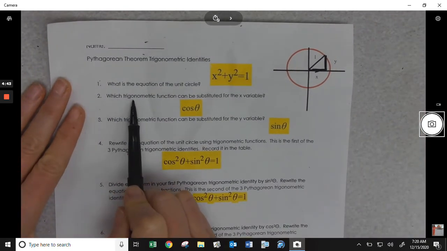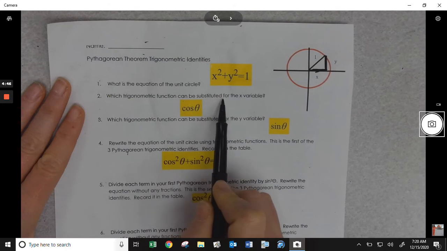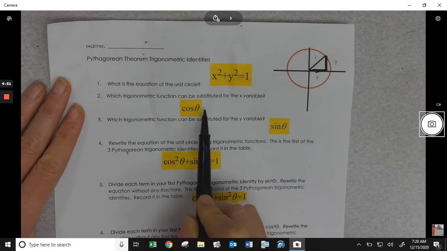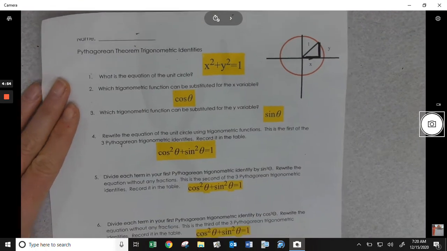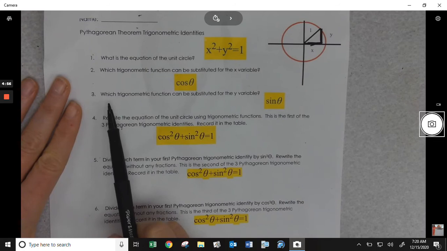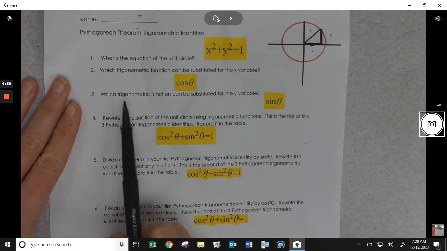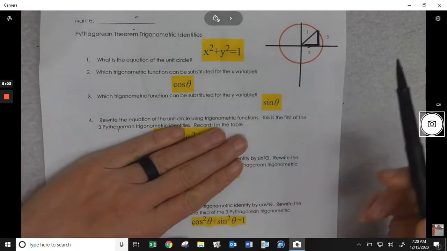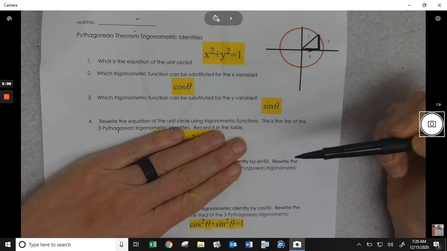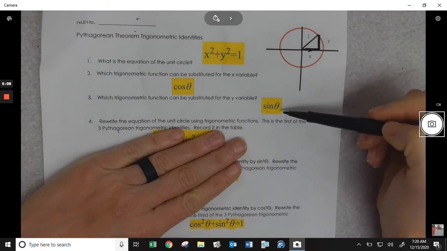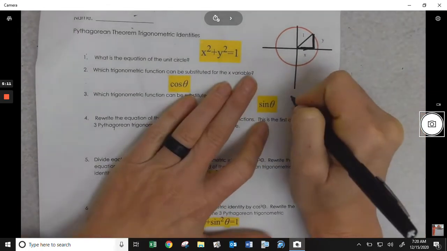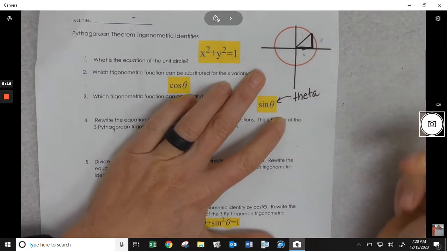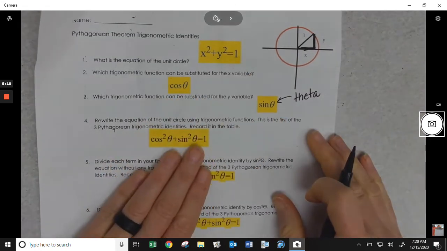Which trigonometric function can be substituted for x? Well, our x value is the cosine, so cosine theta. I'd like you to fill in for number 2. Number 3, which trigonometric function, it's a hard word to say sometimes, can be substituted for the y variable? Well, y is the sine value, so I'd like you to put sine theta. And remember, this right here is the Greek letter theta that we usually use for angles, theta.